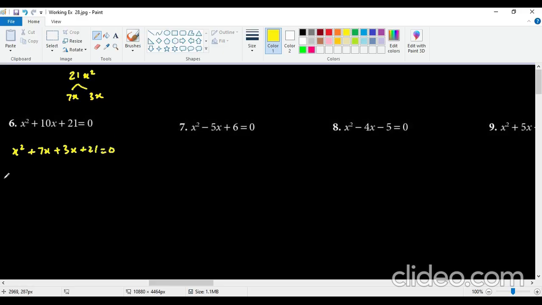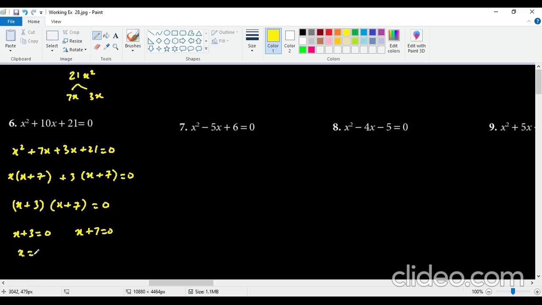And in the first two, common is x plus 7. X plus 7 will be copied once again, equals 0. And plus 3 will be written in the middle. So x plus 3 and x plus 7 are going to be two factors. Now x plus 3 is equals to 0 and x plus 7 also equal to 0. That means the value of x is going to be negative 3 and x will be equals to negative 7.